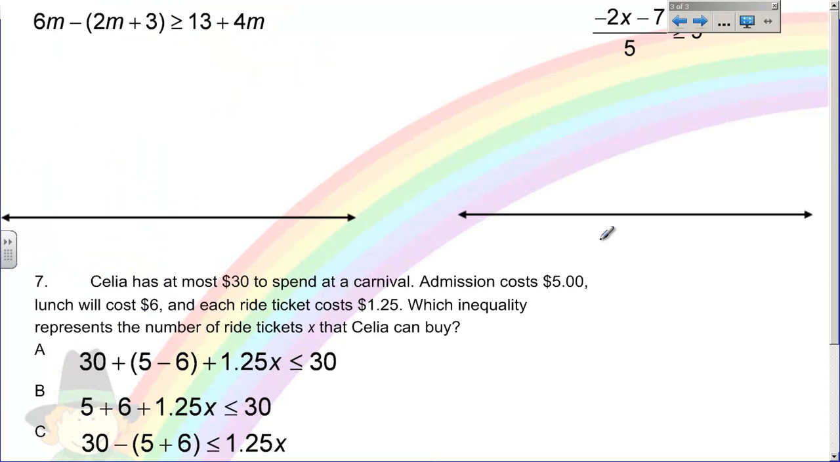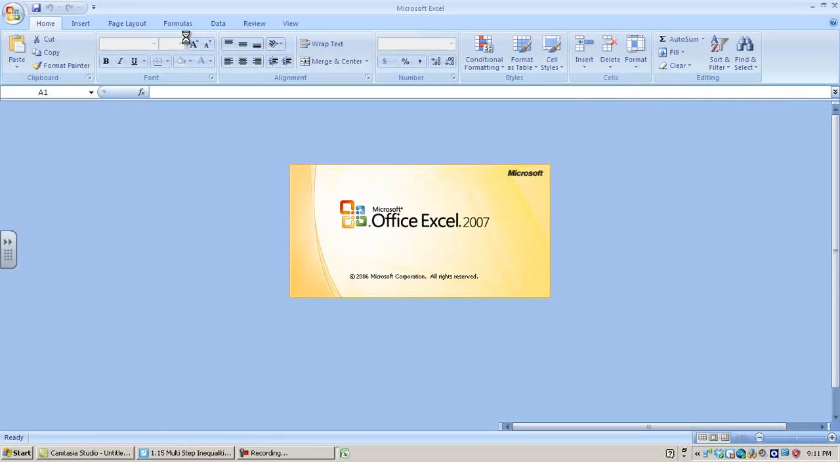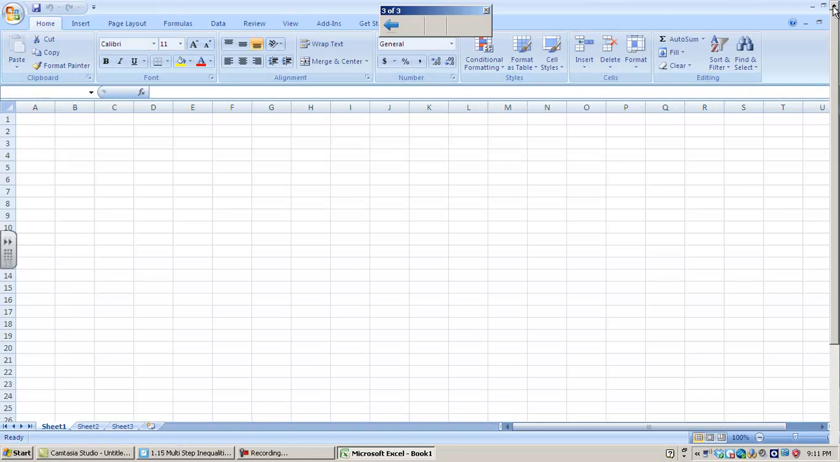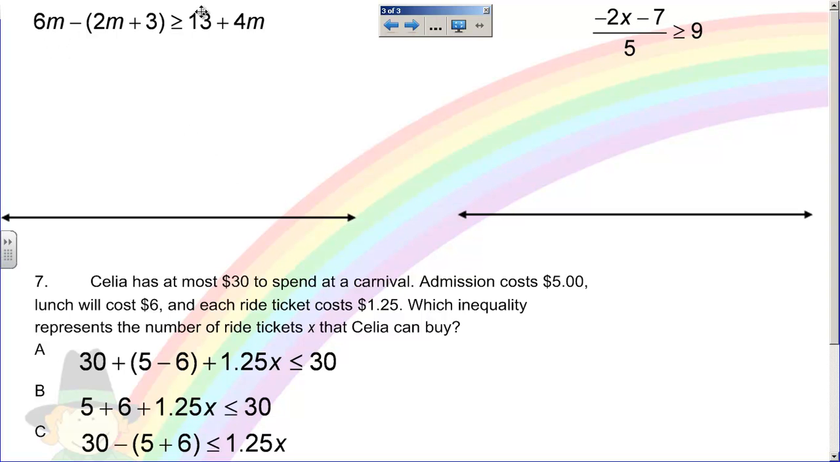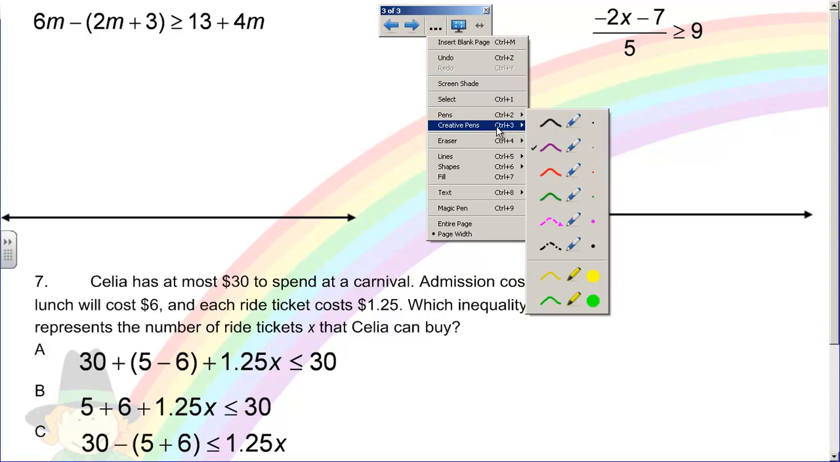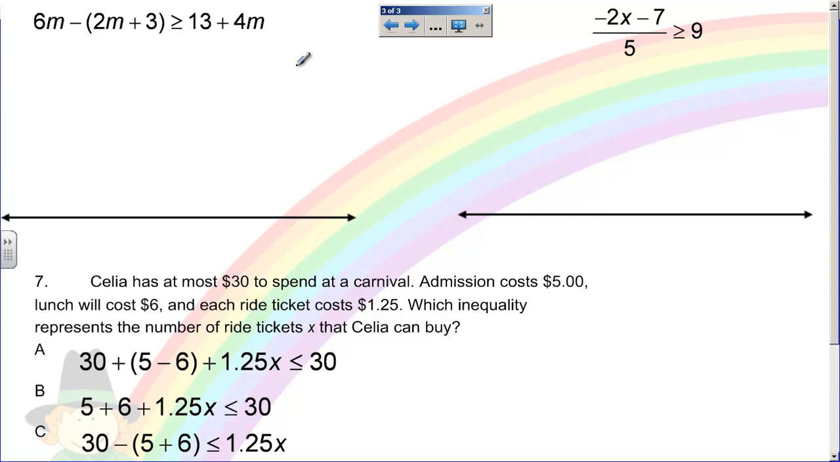So let's do a couple more. Move this out of the way. This one right here, I've got parentheses that I'm going to have to get rid of before I can solve. Outside the set of parentheses is this negative, and if you'll remember, that means I have a -1 right here. So I'm going to have to distribute the -1. So this becomes minus 2m minus 3, because you have to distribute that negative to both of those. And so it's greater than or equal to 13 plus 4m.